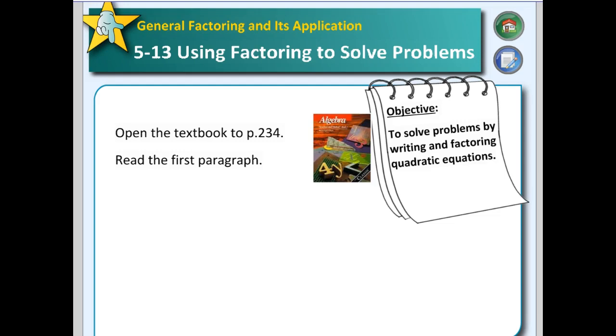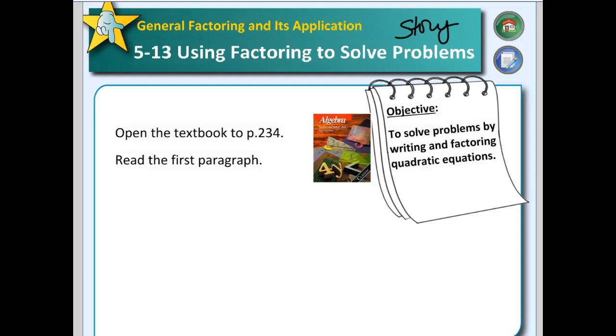And so hopefully you've got that memorized by now, because we sure have had it on the board for a few weeks. So you might be thinking, hey, Mrs. Burton, chapter 5 didn't have any story problems. Well, we saved the best for last. So we're going to look at section 5.13, and it says using factoring to solve problems, and it's going to be story problems.